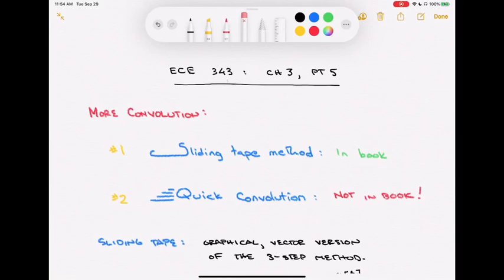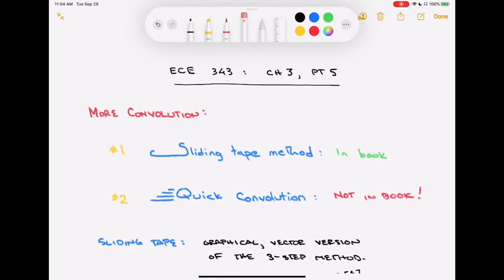This is ECE 343, Signals and Systems, fifth part of Chapter 3. Last time we took a look at discrete-time convolution, and we looked at two different methods for computing the discrete-time convolution sum. The first method that we took a look at was a direct evaluation method, while the second method was the three-step method that was very similar to the three-step method that we employed for the convolution integral back in Chapter 2.